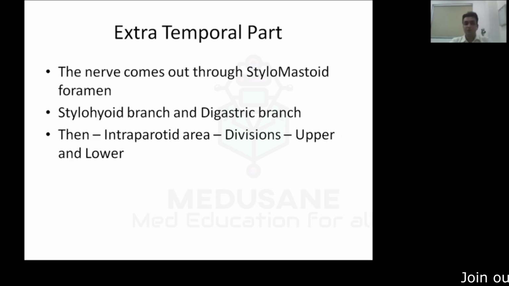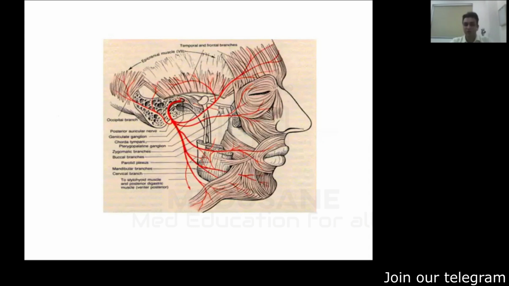So the extratemporal part, let us discuss that. As we know, it comes out through the stylomastoid foramen, then it gives the stylohyoid muscle and digastric branch. 2 branches are given then, and then the intraparotid part, where there is an upper division and lower division. In turn, these 2 divisions divide into ultimately 5 branches that supply the muscles of facial expression. They are motor branches.